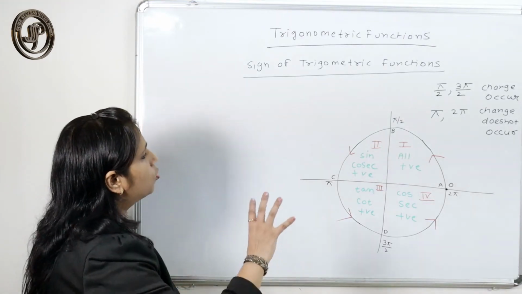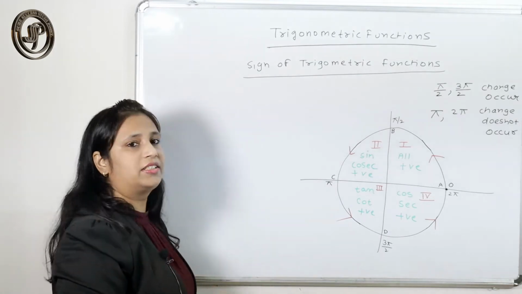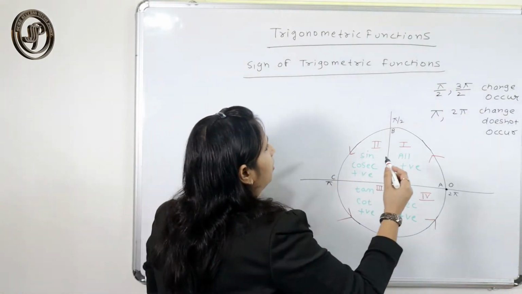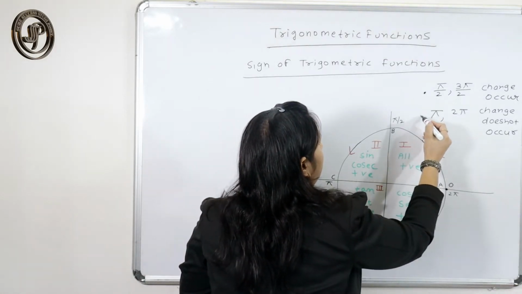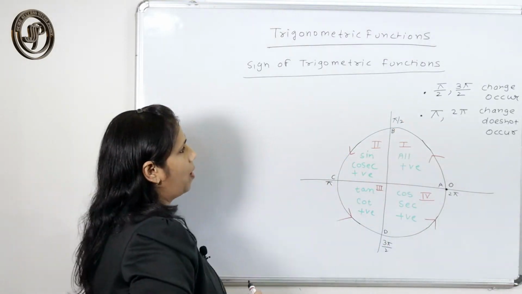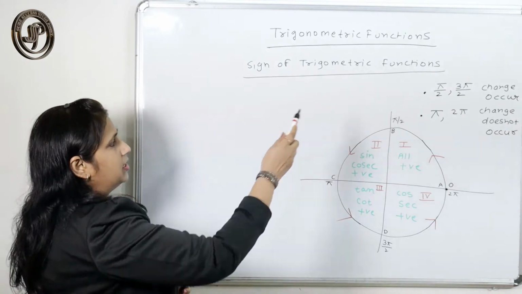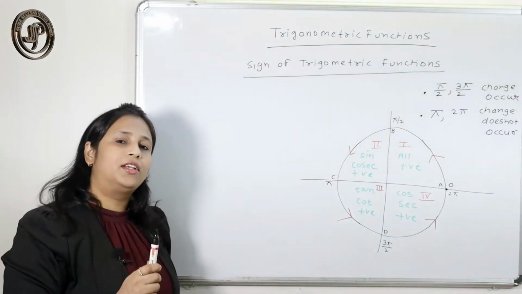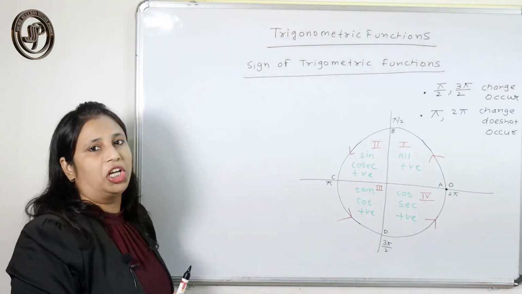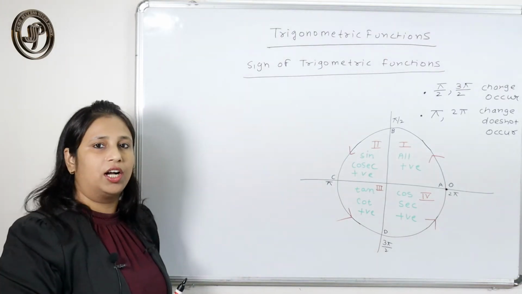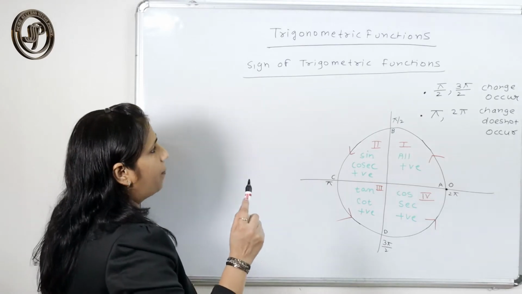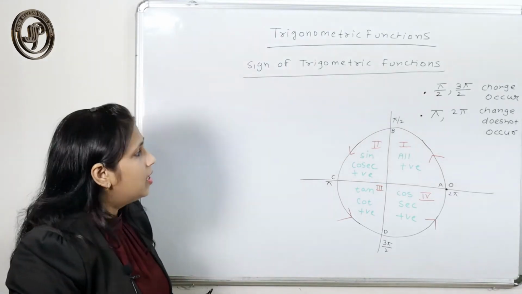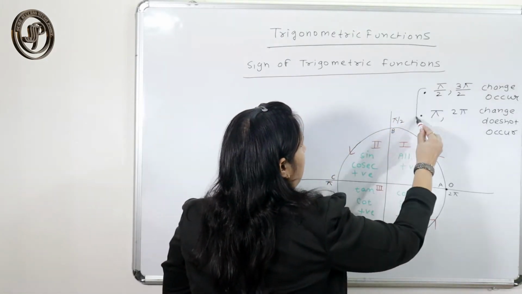If you are able to predict the sign of these trigonometric functions, then there is one important thing you need to memorize: for pi by 2 and 3 pi by 2, meaning 90 and 270 degrees, a change occurs, and when you take pi or 2 pi, no change occurs. I will tell you the meaning of that later on.